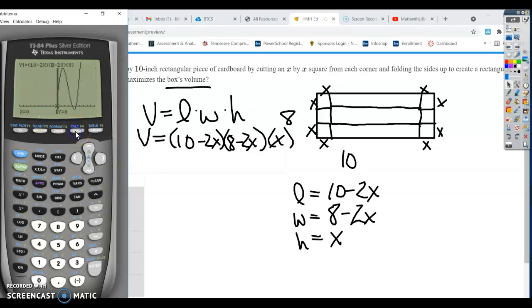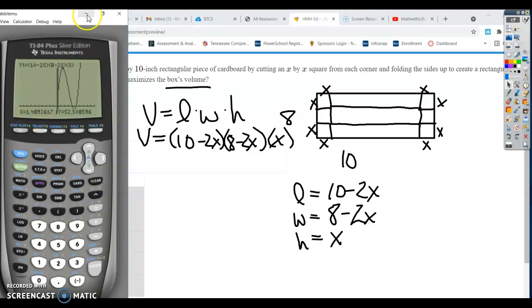So if we just hit trace, and again, we're going to try to find that maximum number there. So this is about 1.49. So it's going to be about 1.5. So our x is about 1.5 when the y value is the volume of the box. So when the volume of the box is 52.5 inches cubed, then that means our x, the length of x, is about 1.5.